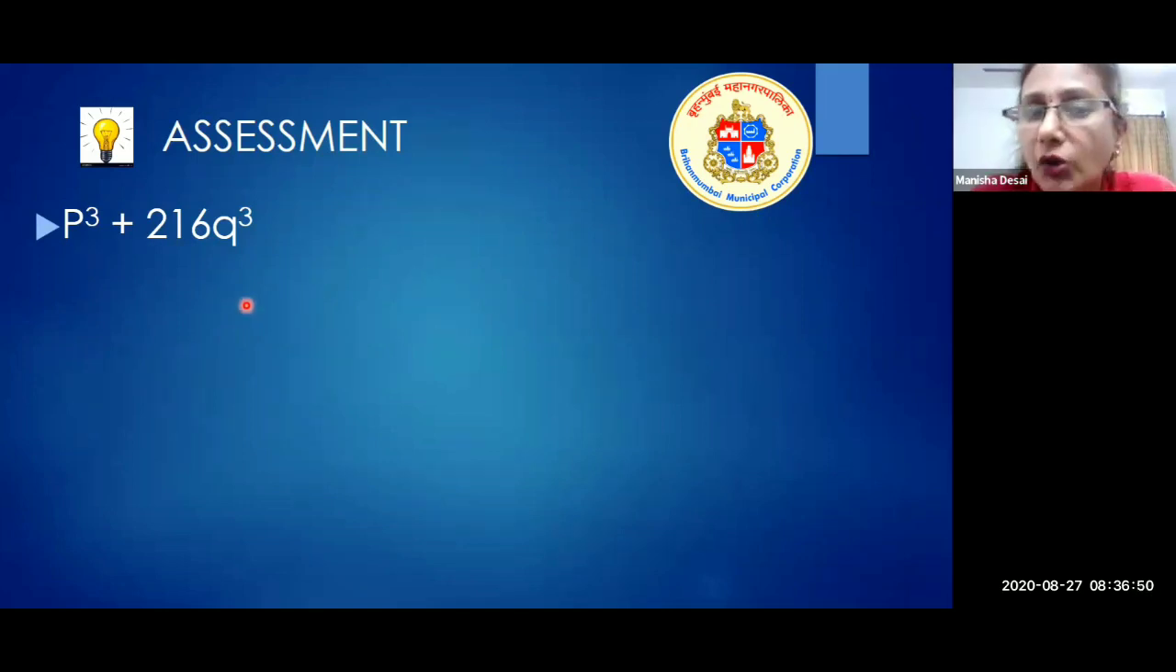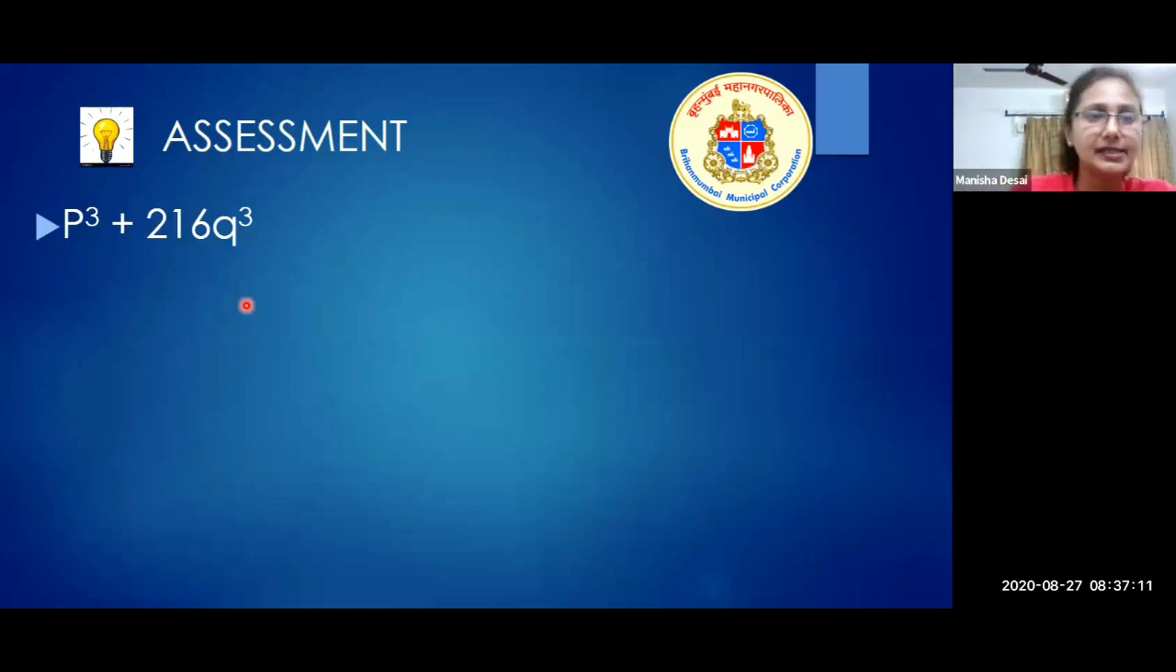Which formula are you going to use here? a cube plus b cube is equal to (a plus b) into (a square minus ab plus b square). Very good. Okay, solid.